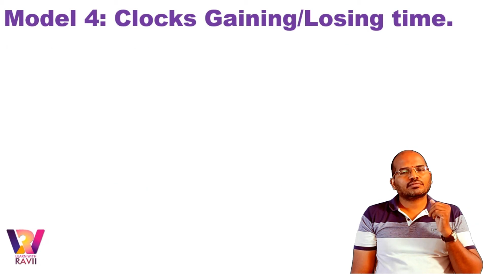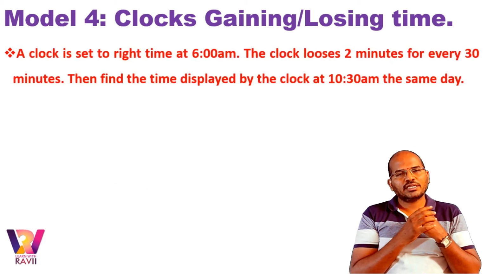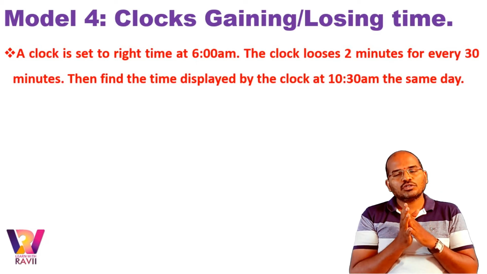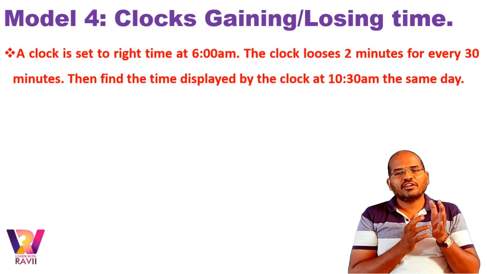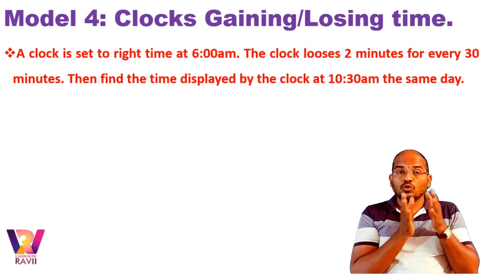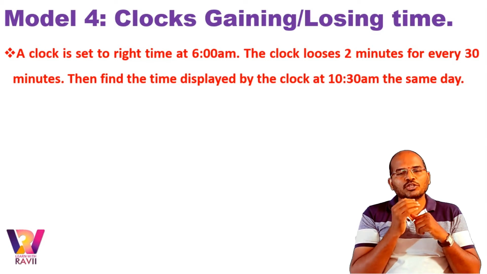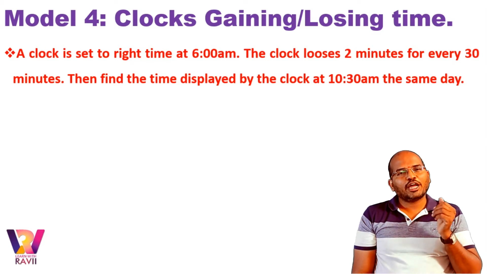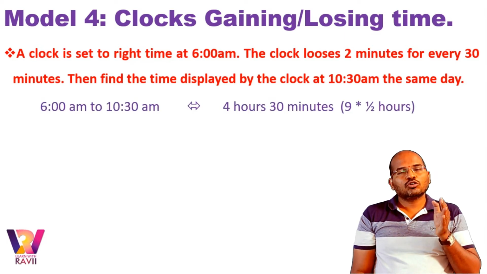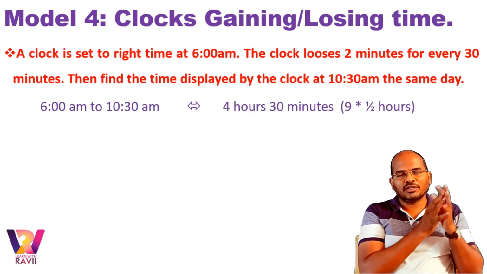Now going ahead. The same story, a clock is set to the right time at 6 a.m. and the clock loses 2 minutes for every 30 minutes. Please keep in mind, the clock is losing time. In the previous story, the clock is gaining time, now it is losing time. Then find the time displayed by the clock at 10:30 a.m. the same day. So 6 a.m. to 10:30 a.m. it is 4 hours 30 minutes.